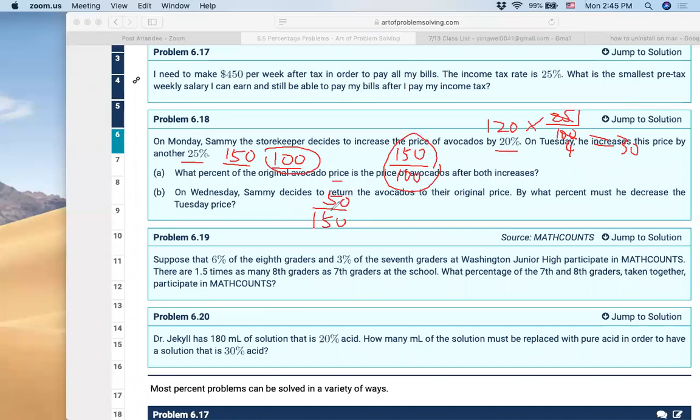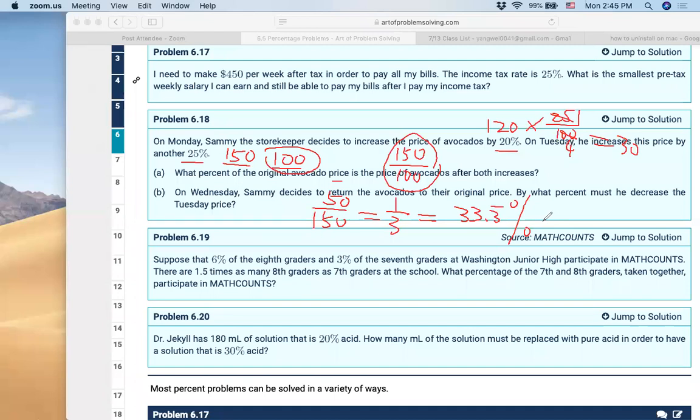Percent-wise, that would be 50 over 150, which equals 1/3. If you convert this to percent, that would be 33.3 repeating. Okay, Lily got the correct answer. Very good.